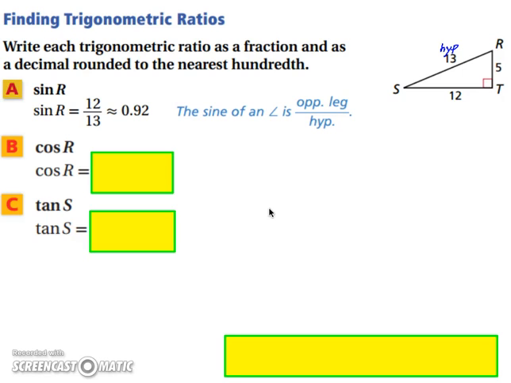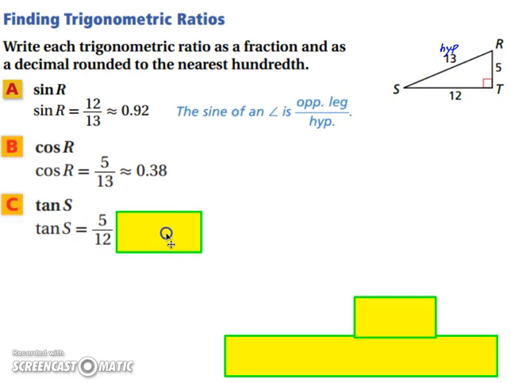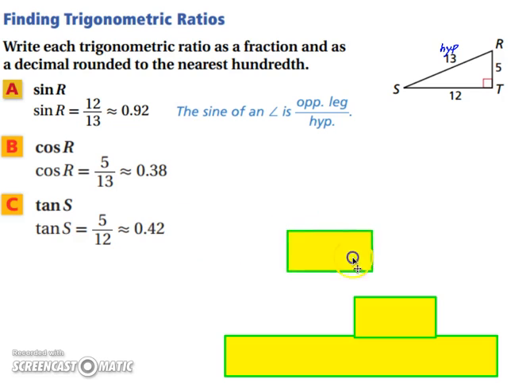Now that you've had a moment to try cosine of r and tangent of s, let's try them together. Cosine is adjacent over hypotenuse, so the side adjacent to r is 5, so we have 5 over 13. 5 over 13 is about 0.38. Let's try tangent of s. Tangent is opposite over adjacent. So in this case, 5 over 12. And 5 over 12 is about 0.42.